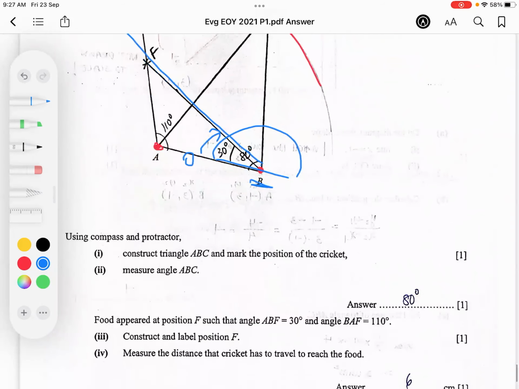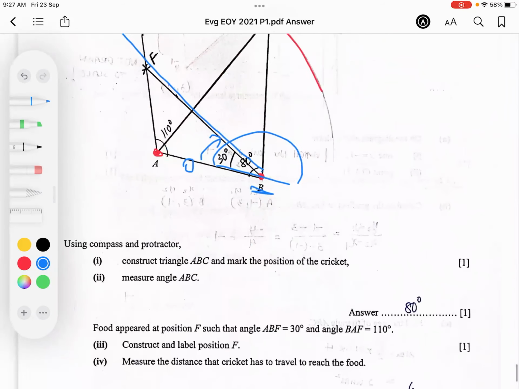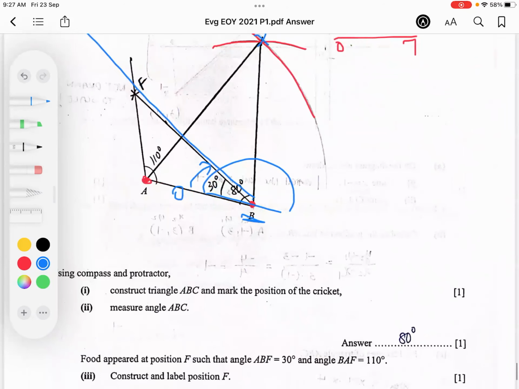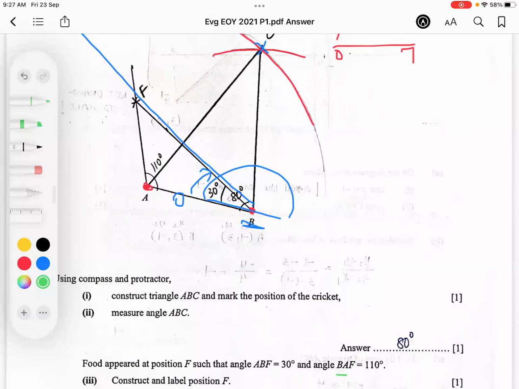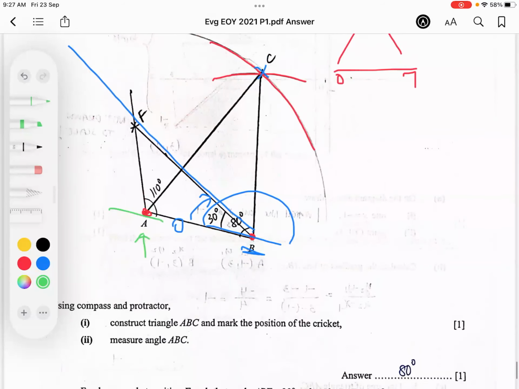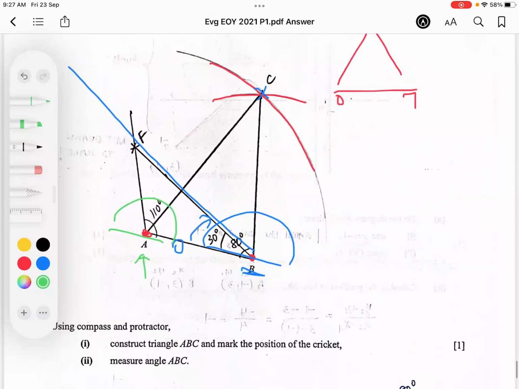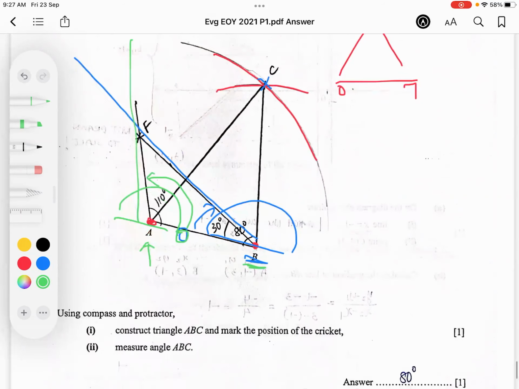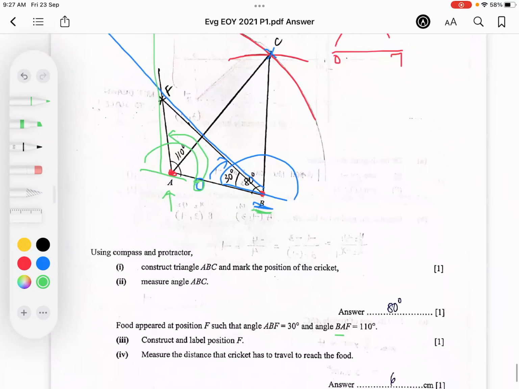Angle BAF. Now I put BA. A. But I put my protractor this way because the 0 is facing the B. 0, then read this way. Okay, this direction. So got different position, different direction. BAF, 0 at B. Then you read. Then you draw another line, find the point of intersection. Then you measure the distance.